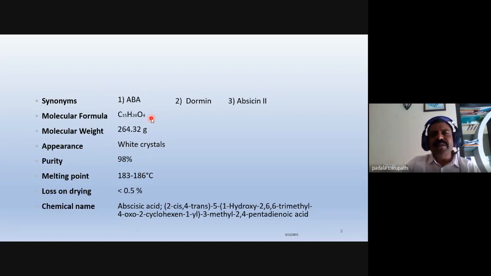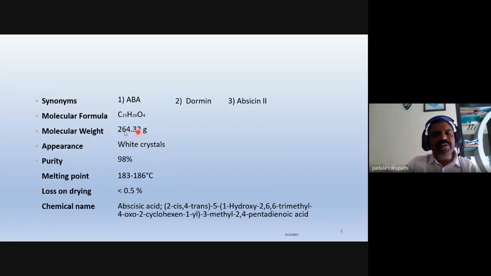C15H20O4. This is the chemical or molecular formula of abscisic acid. The molecular weight of abscisic acid is 264.32 grams. The external appearance of this abscisic acid is white crystals. The purity of this abscisic acid is 98%.